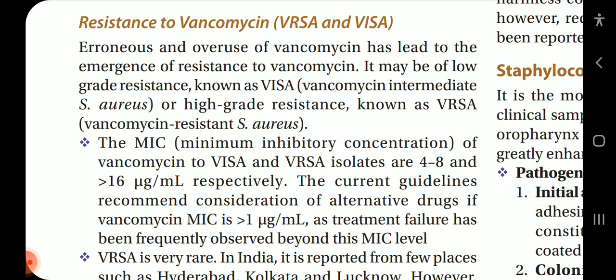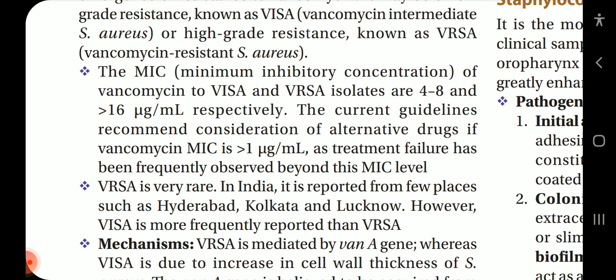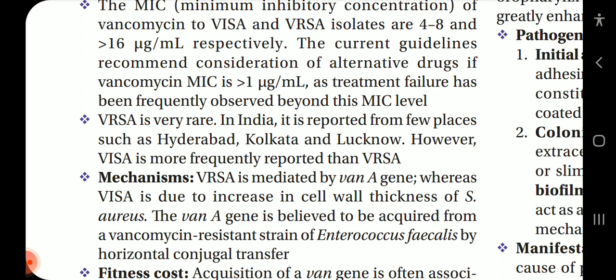Resistance to vancomycin, VRSA and VISA. Erroneous and overuse of vancomycin has led to the emergence of resistance to vancomycin. It may be of low-grade resistance known as VISA, vancomycin intermediate Staph aureus, or high-grade resistance known as VRSA, vancomycin resistant Staph aureus. The MIC, minimum inhibitory concentration, of vancomycin to VISA and VRSA isolates are 4 to 8 and more than 16 microgram per ml respectively. The current guidelines have recommended considerations of alternative drugs if vancomycin MIC is more than 1 microgram per ml, as treatment failure has been frequently observed beyond this MIC level.